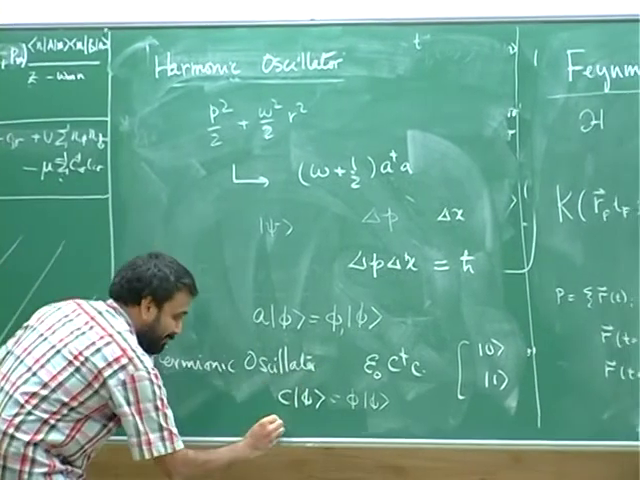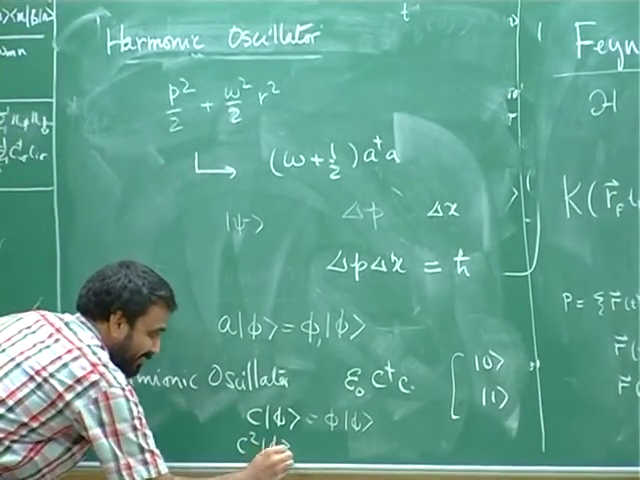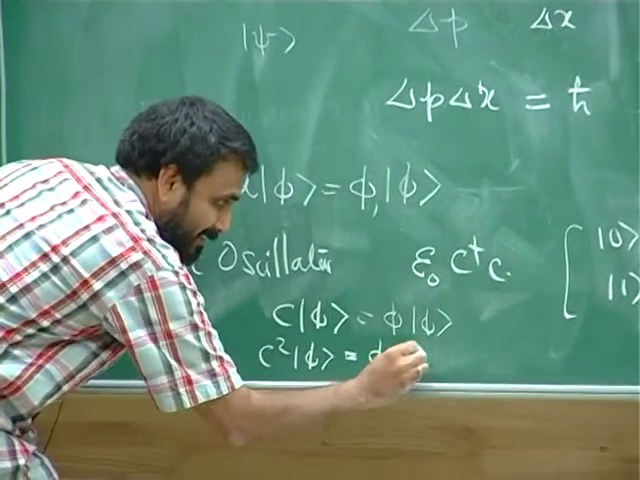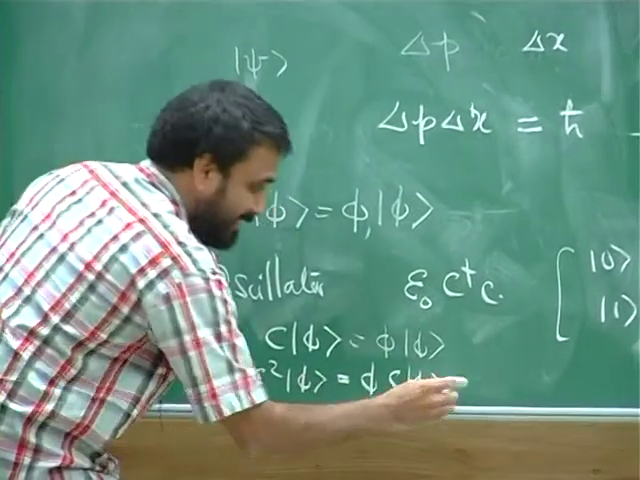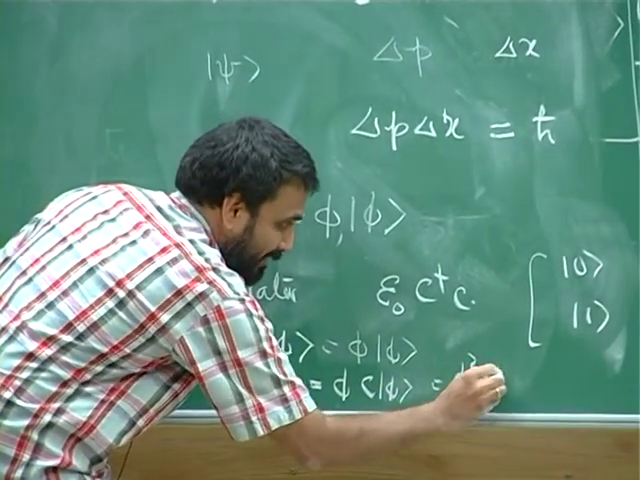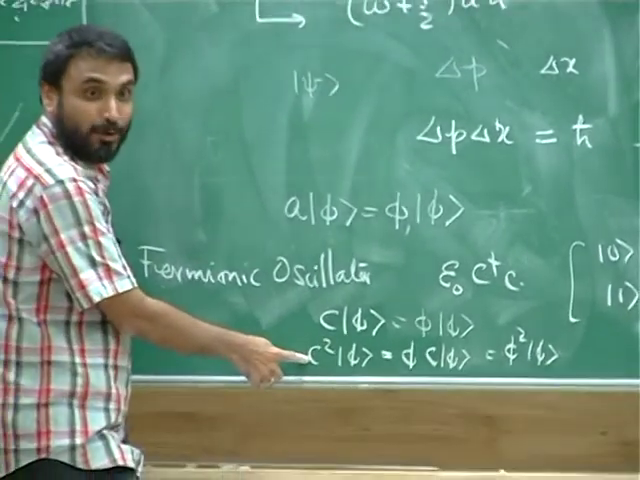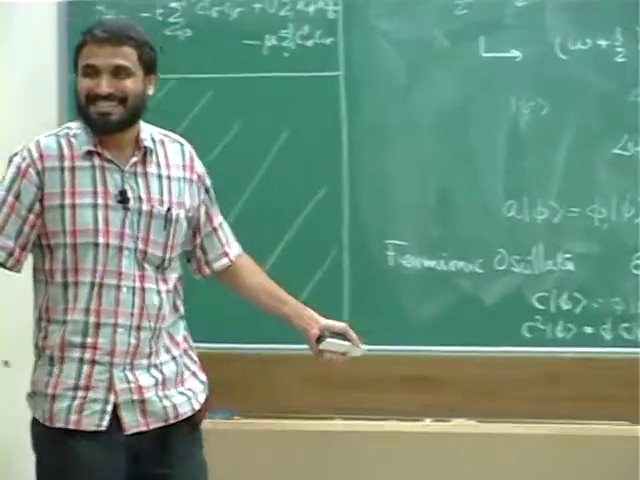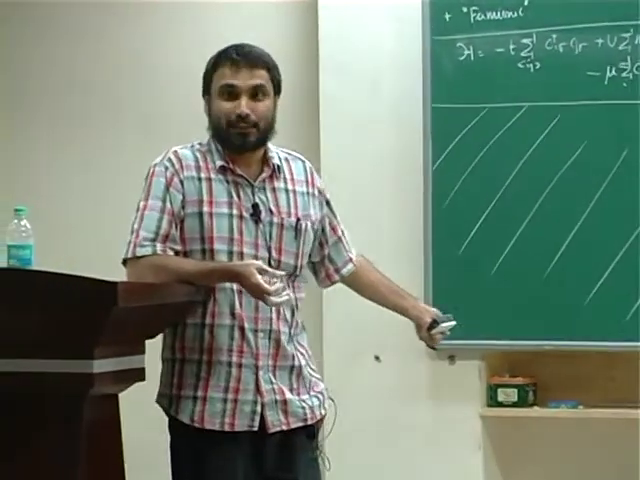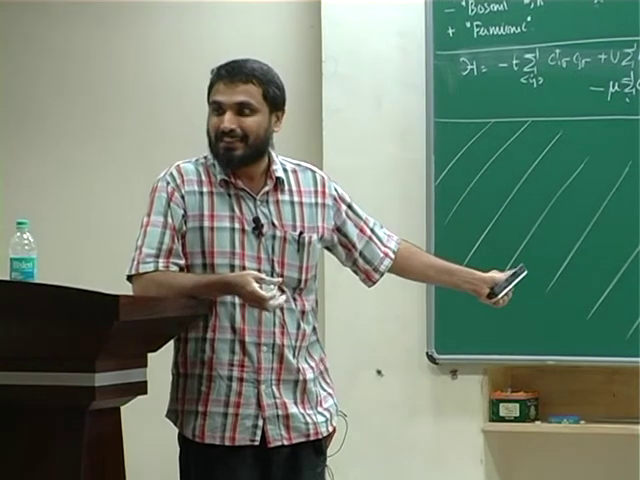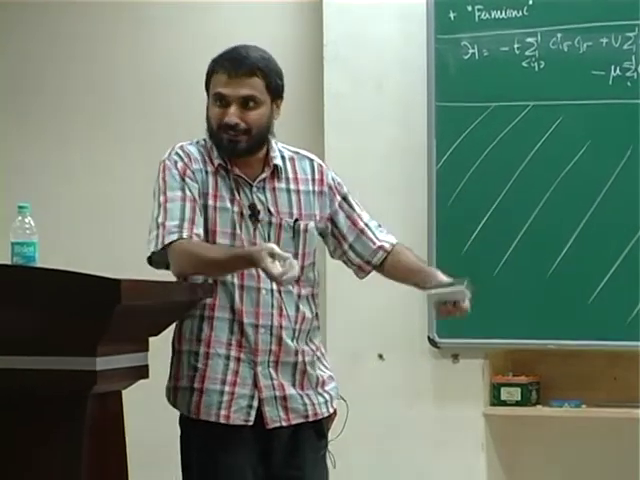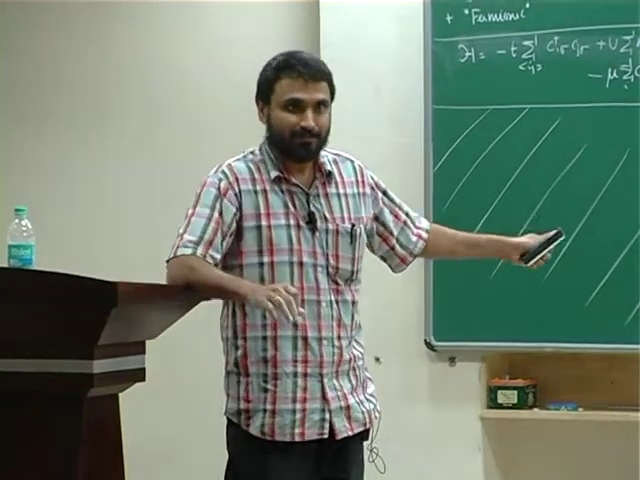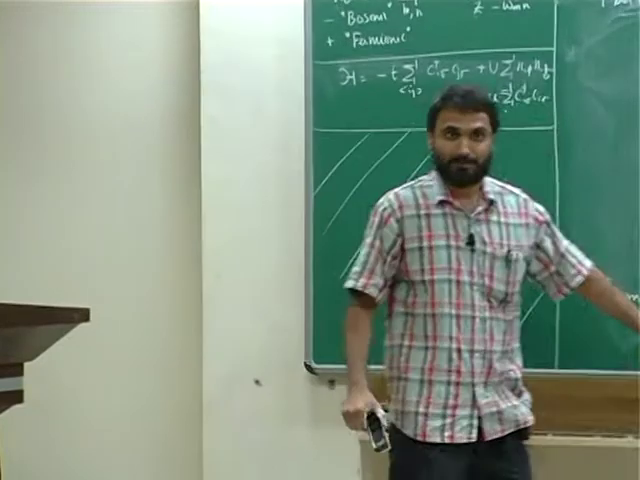If I hit this one more time, C square |phi> equals phi, a complex number, times C |phi>. But that is just equal to phi square |phi>. But you see C square is 0, so that means phi square has to be 0. That means there is nothing like this. So you end up with some problems. We have to now find a way to circumvent this problem. And that's what I will do tomorrow. We'll try to beat this problem.